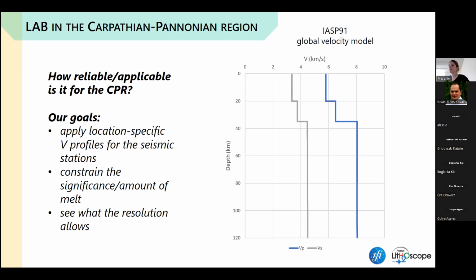So our goals with this study were to try to see if we can create location-specific velocity profiles and apply them for the locations of the seismic stations in Hungary, and to see if we can constrain the LAB depth, or to see the significance of the small amount of partial melt that we expect below the LAB, and actually see what the resolution would allow us to do.